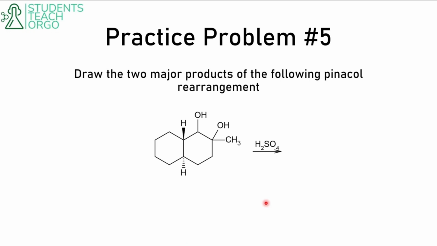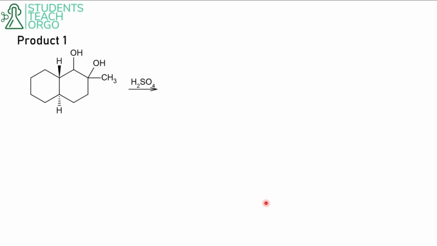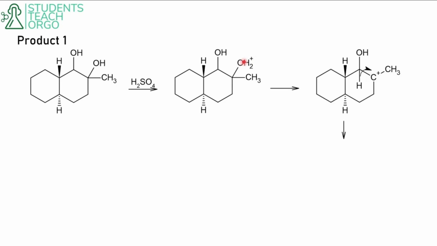Okay, so this molecule is not symmetrical. This is asymmetrical, so we have to consider two separate mechanisms for this because we can protonate the two separate alcohols. So let's first focus on protonating the alcohol on the right-hand side. So again, we treat with sulfuric acid. We'll protonate one of the alcohols, so the one on the right. Next, that will come off as a leaving group.